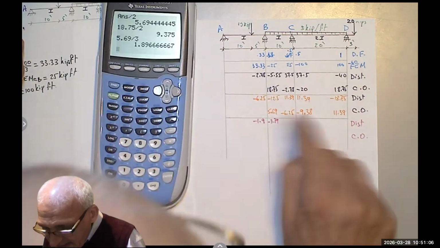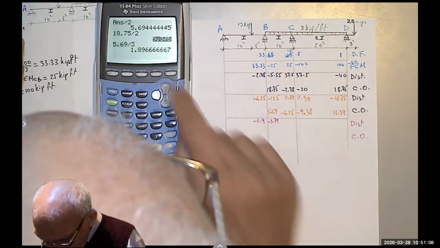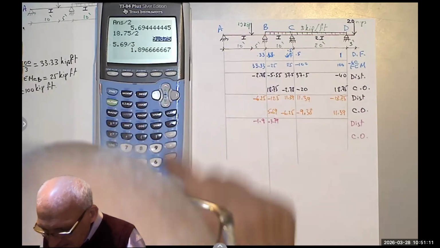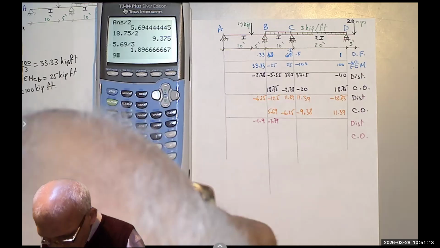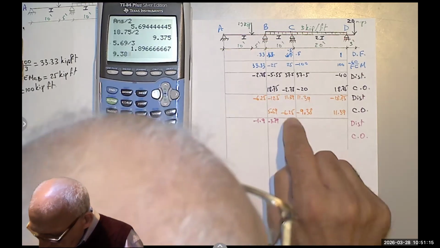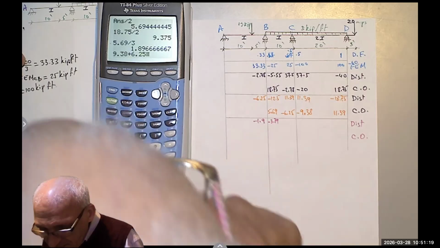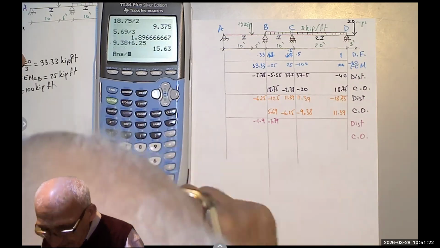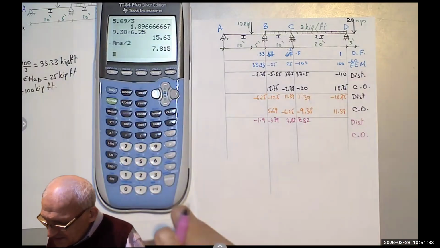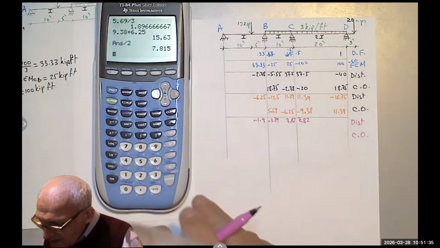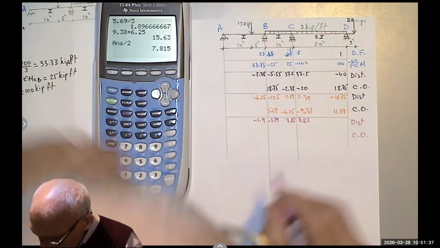Now, for this guy, I have the negative 938. Let's write it. 938. And we're going to add 625. And then we are going to divide them in half. So you get 7.815. So 7.82 and 7.82. Well, slight difference here. And we are going to do the distribution.